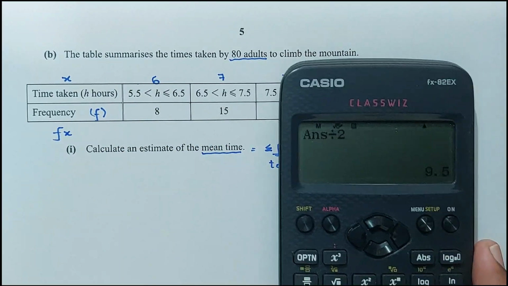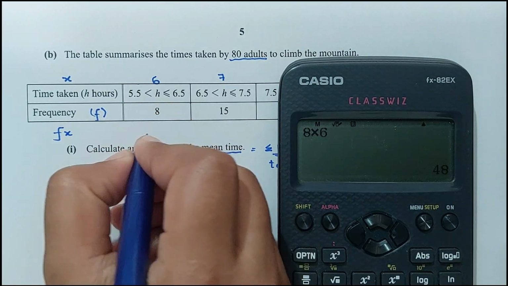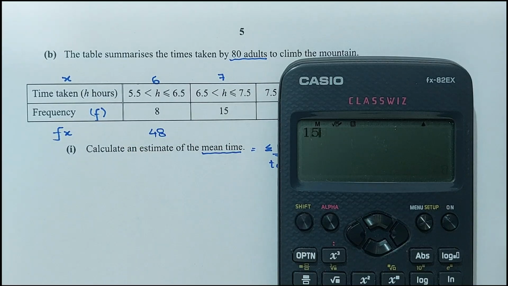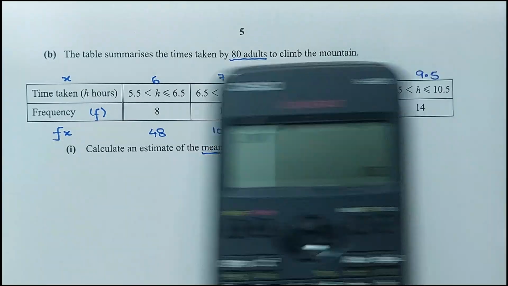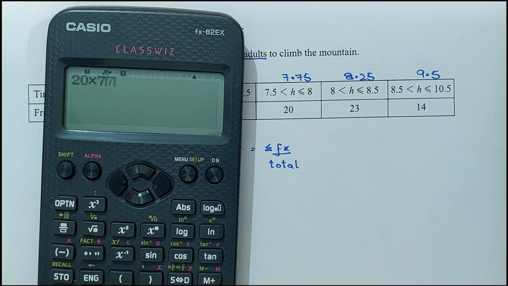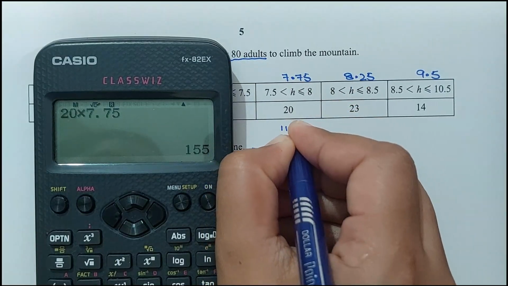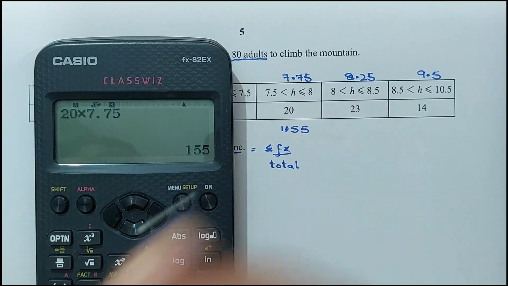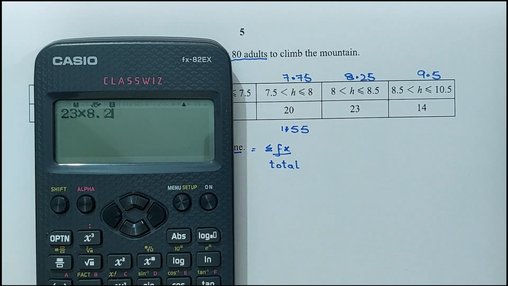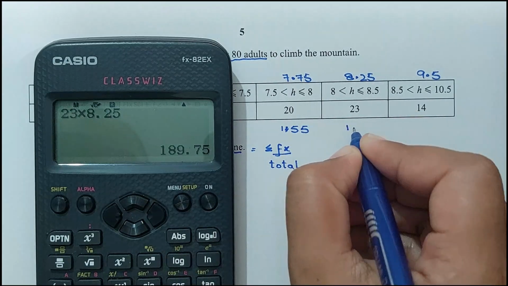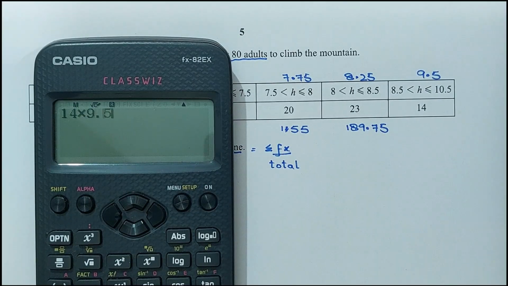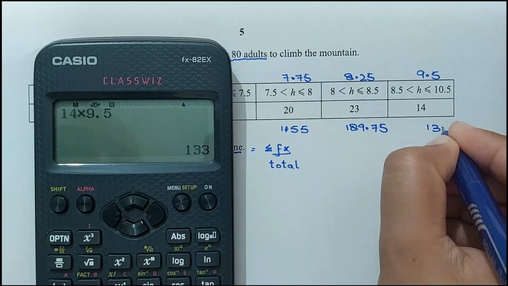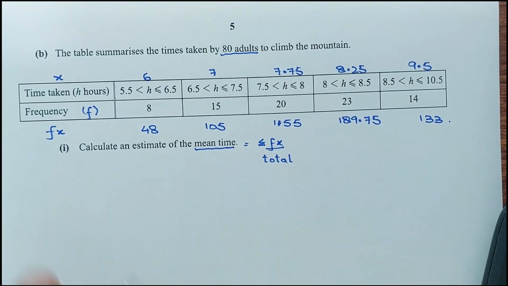8 times 6 is 48. 15 times 7 is 105, and 20 times 7.75, 155. 23 times 8.25, 189.75. 14 times 9.5, 133. Right, now this is the product of f and x.